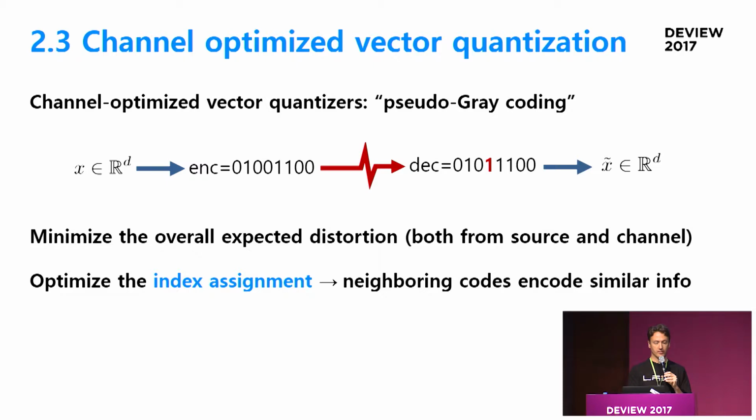In the signal processing literature, this is addressed by optimizing the index assignment. What we want is to ensure that two neighboring codes encode similar information, so that if, for instance, a bit is flipped, this does not result in a catastrophic change of the information.